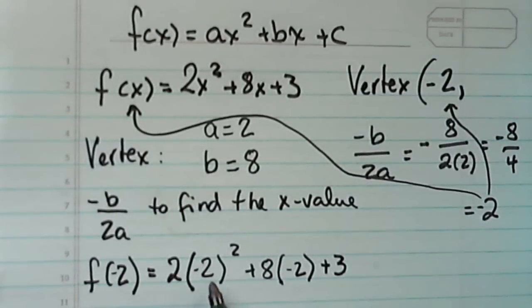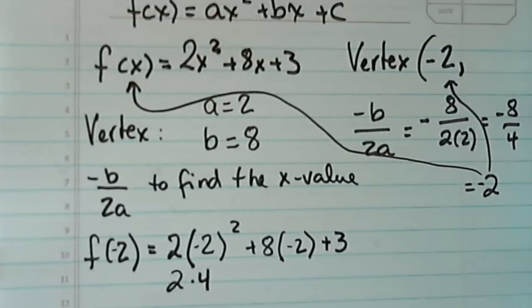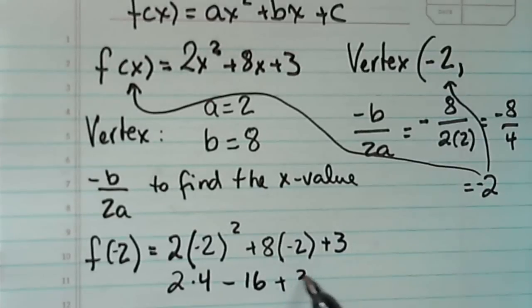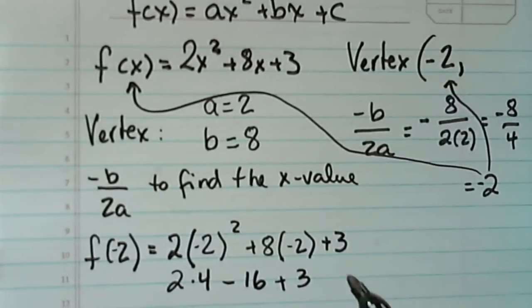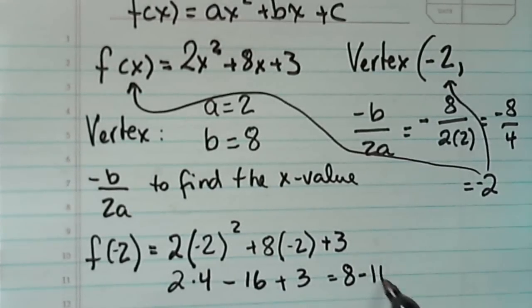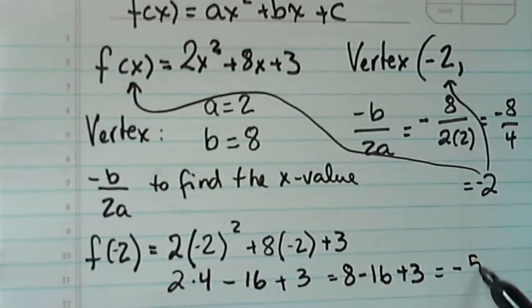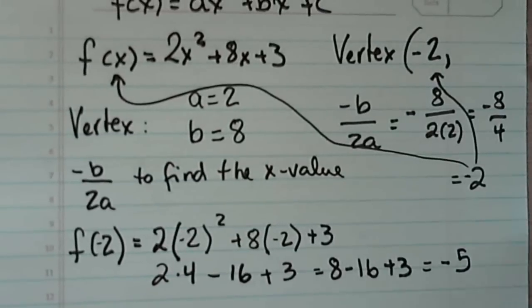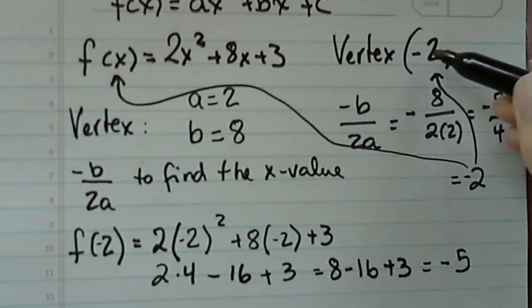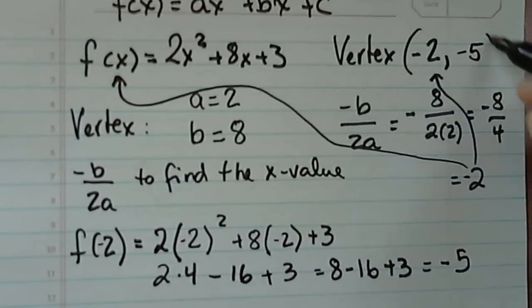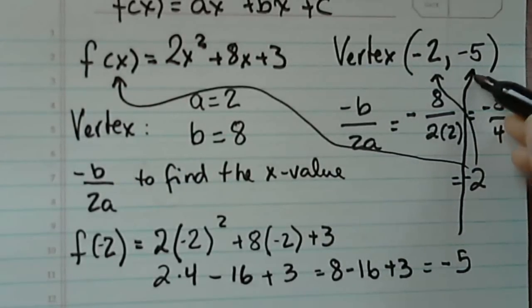Okay, which gives me 2 times 4 minus 16 plus 3, which is equal to 8 minus 16 plus 3. 8 minus 16 is negative 8, plus 3 is equal to negative 5. So my vertex has the ordered pair of negative 2, negative 5. Oops, too many errors right here.